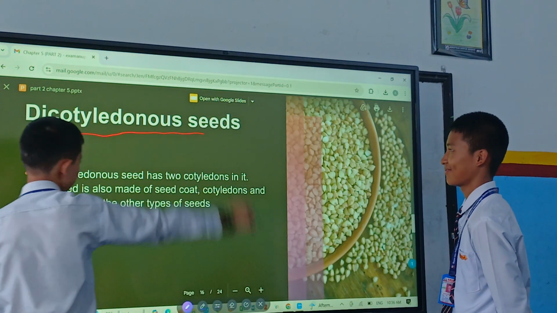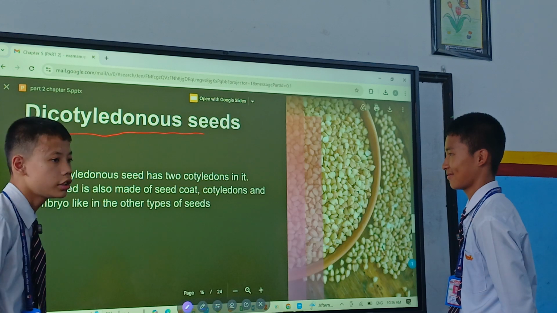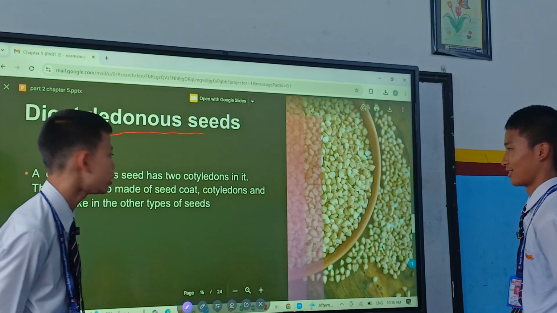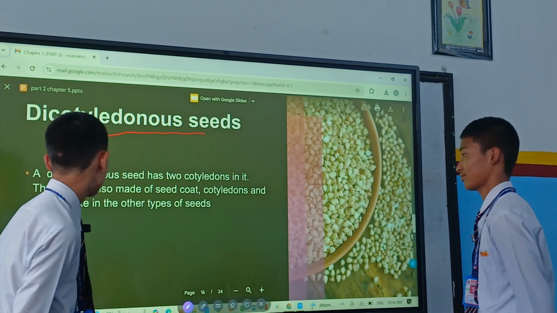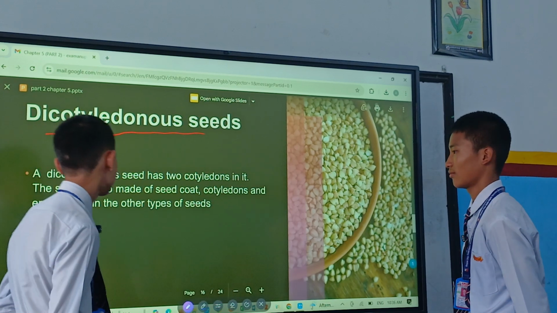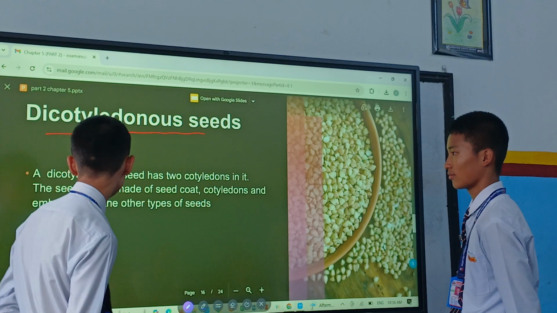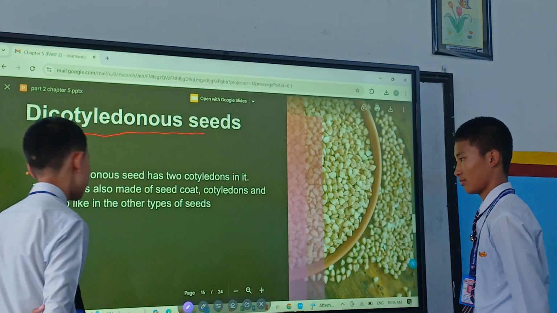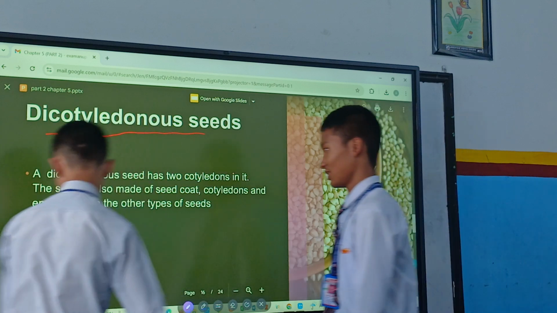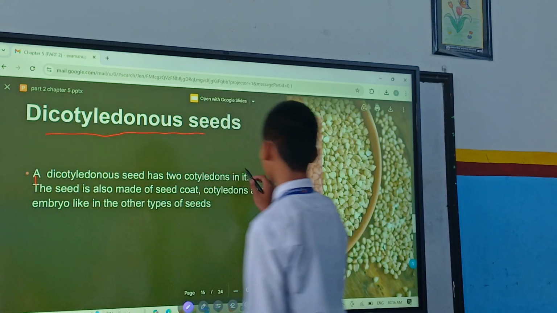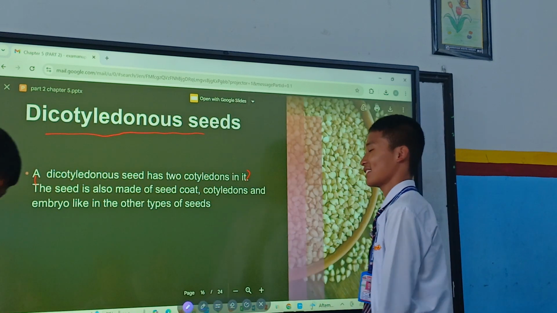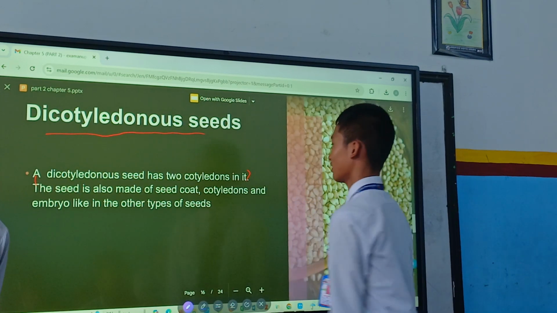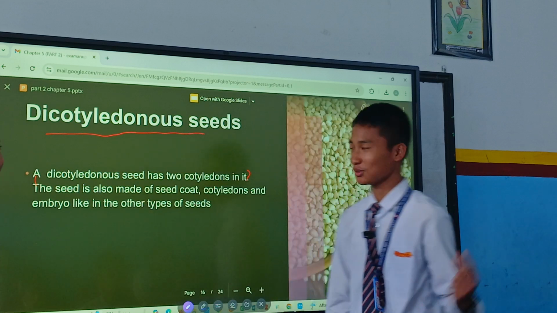Dicotyledon is the next type of seed. A dicotyledon seed is a seed that has two cotyledons in it. The seed is also made of seed coat, cotyledons, and embryo, like in the other type of seed. So a dicotyledon seed has two cotyledons. In a monocotyledon seed, there is only one cotyledon, but in a dicotyledon, it has two cotyledons.